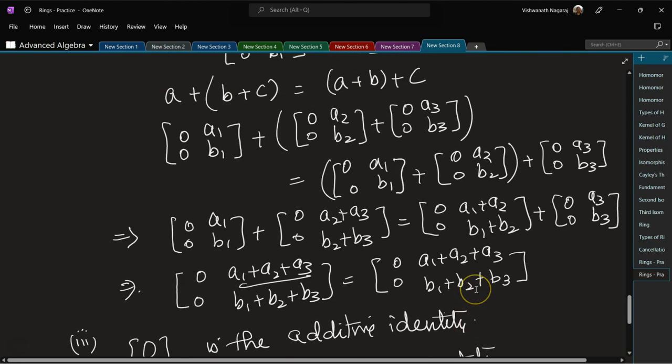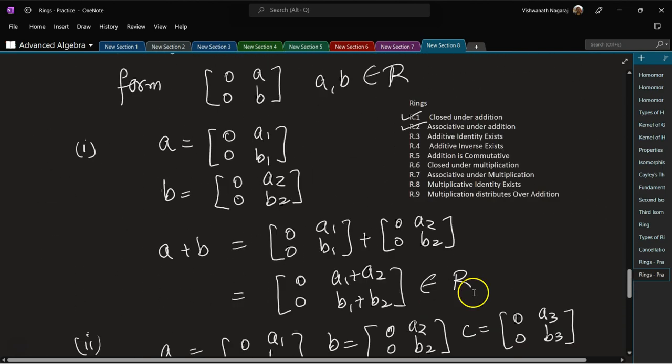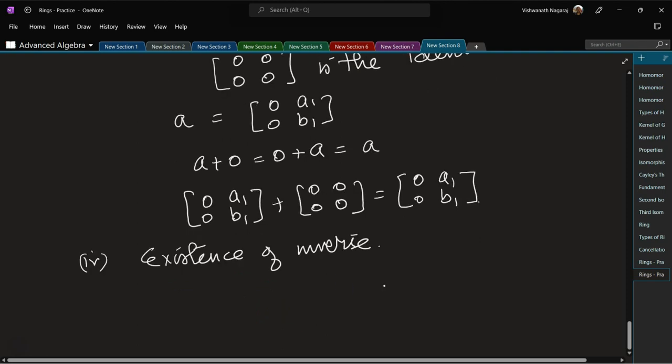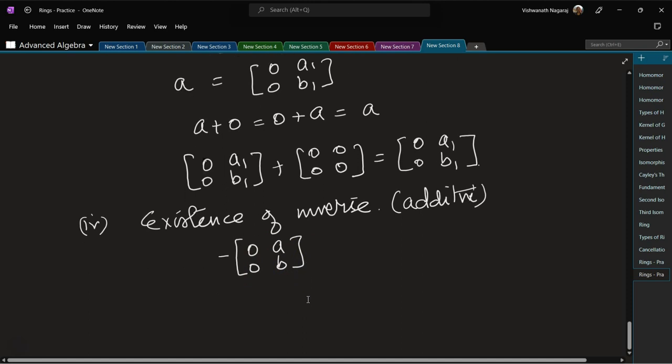So additive identity exists. Now additive inverse exists. Existence of inverse. Now we know inverse exists, or more precisely additive inverse. So that is nothing but minus of the given matrix. So [0 0; a b], right?